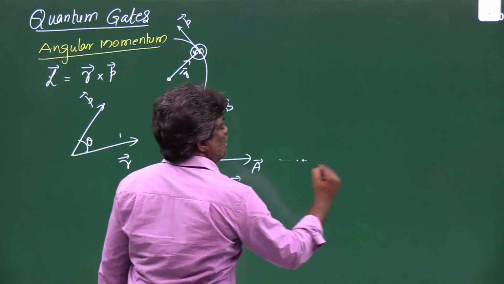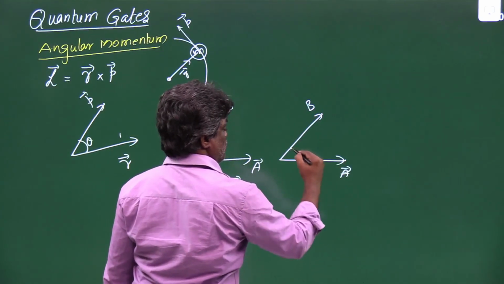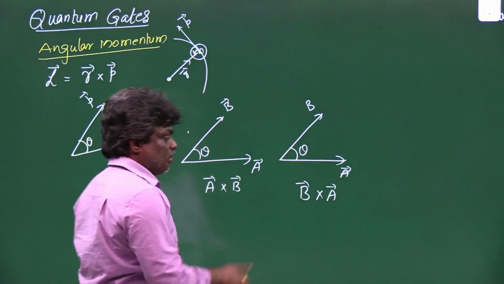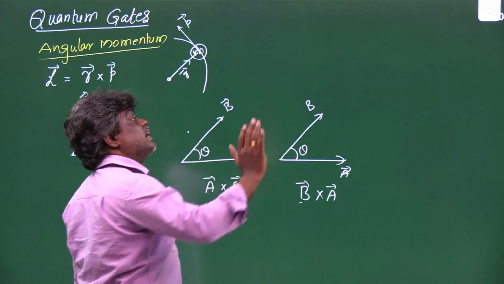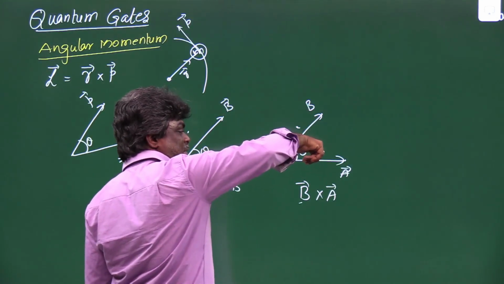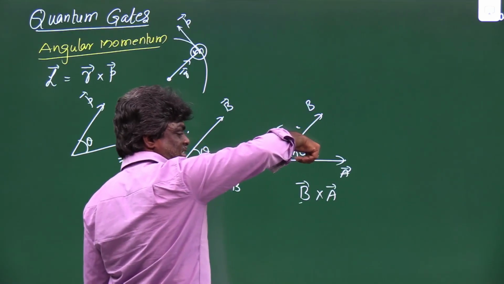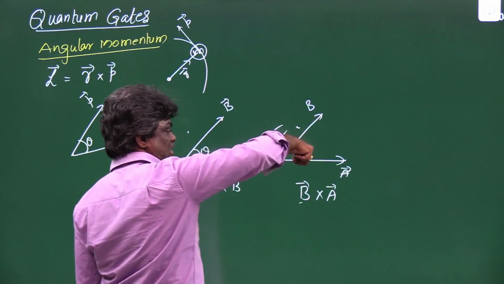For example, you want to find B cross A. Now see, sir. Now this is the B cross A. Now what is the first vector? B. So you have to place the fingers at B and rotate towards A. Automatically the thumb is going inside. Like this. Okay, sir? Like this.